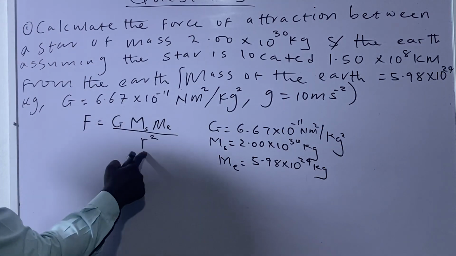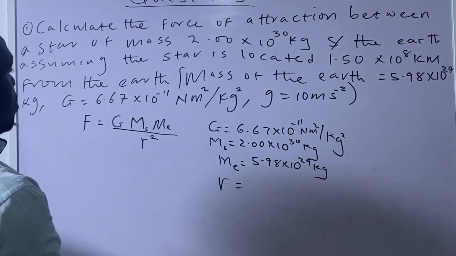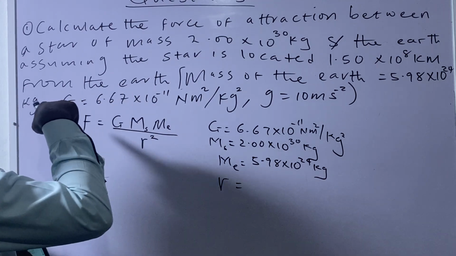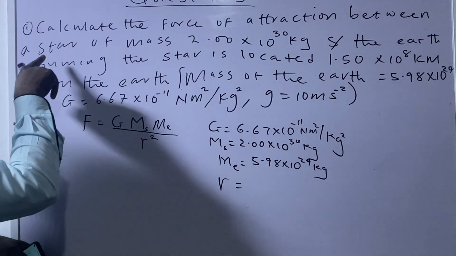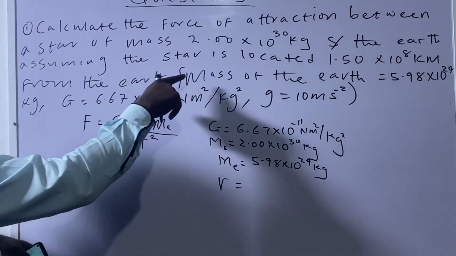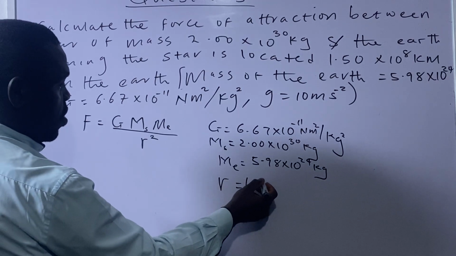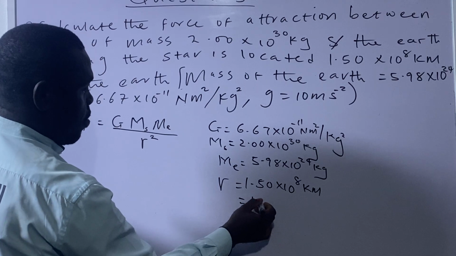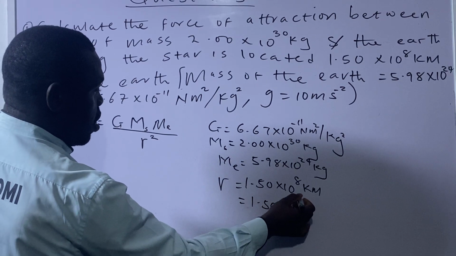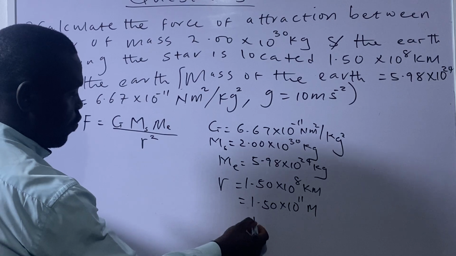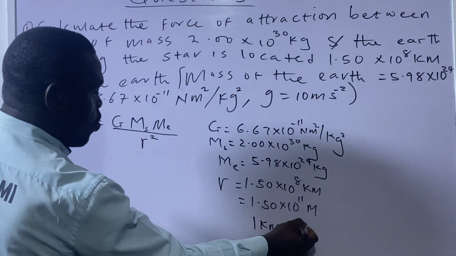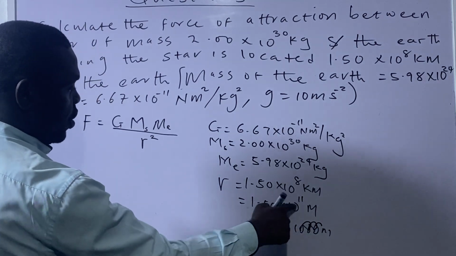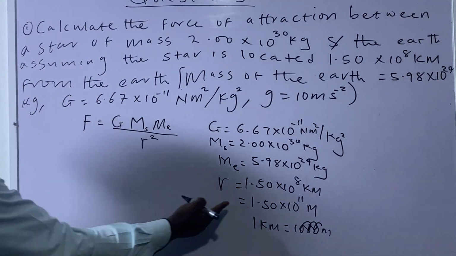Do we need, okay, yes, we need the radius. So from the radius, we are told, let me look at the question. Calculate the force of attraction between a star of mass, assuming the star is located. Okay, so they told us it's located at this kilometer. Now we can convert that to meter. Obviously, knowing fully well that 1 kilometer is 1,000 meter, that is 1, 2, 3, so you add 3 to this, changing it to meter. So we're solving in meter.